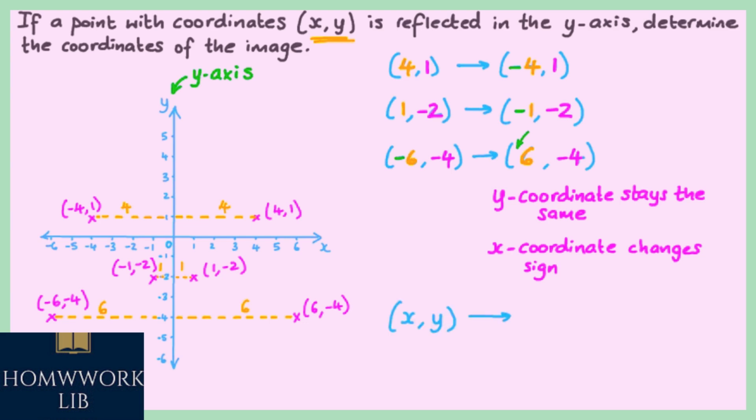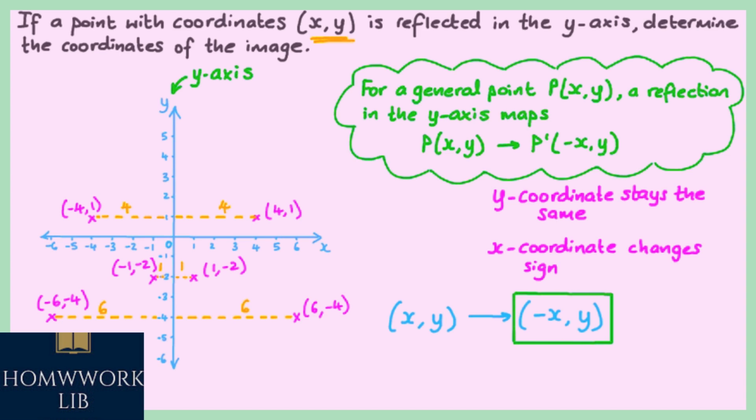So if we wanted to reflect a general point x, y in the y-axis, the y-coordinate stays the same and the x-coordinate changes sign. This -x will allow the x-coordinate to become negative in the image if the original x-coordinate had a positive value, and positive if the original x-coordinate had a negative sign. And these coordinates -x, y will be the answer to the question, because it is the image of the coordinates x, y when reflected in the y-axis.